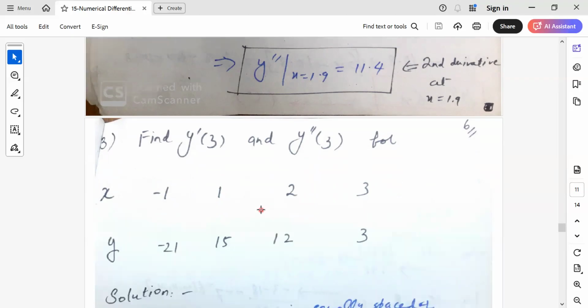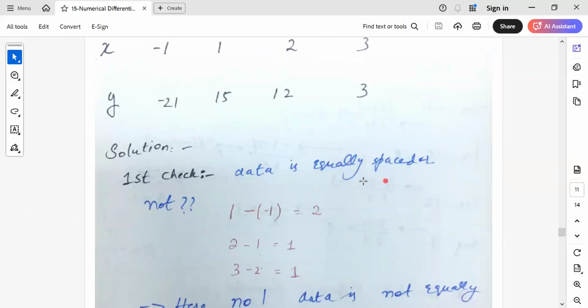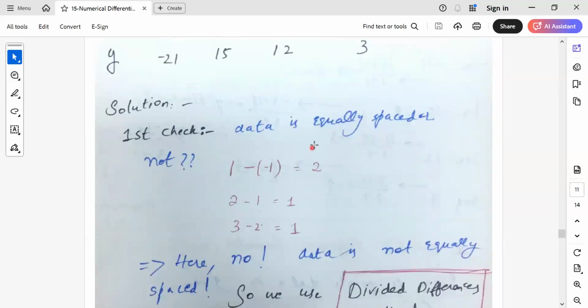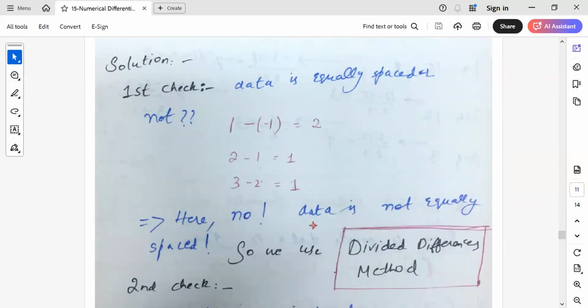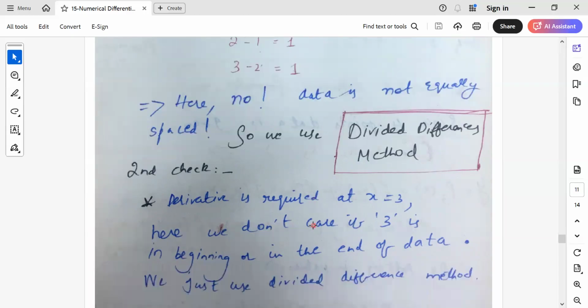Now we are going to use, so look at the solution. First check is whether data is equally spaced or not. The first difference is 2, other differences are 1 and 1. Here the data is not equally spaced. So we are going to use the divided difference method. If you want to use the Lagrange method, then you can use it. Derivative is required at x equal to 3. Here we don't care if 3 is in the beginning or in the end. So you can use divided difference or Lagrange interpolation.